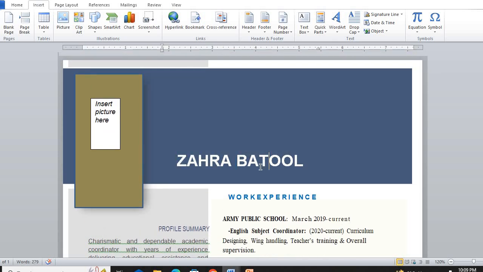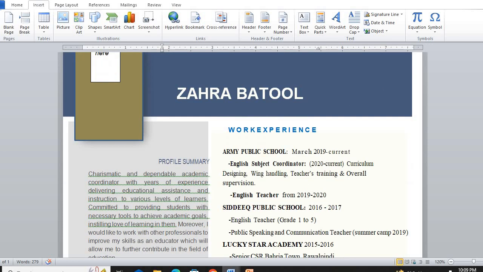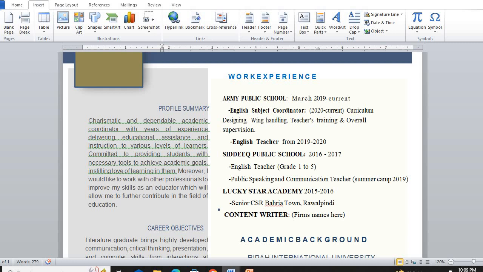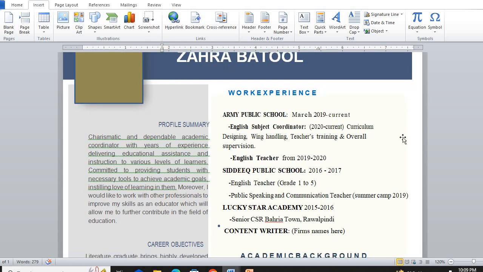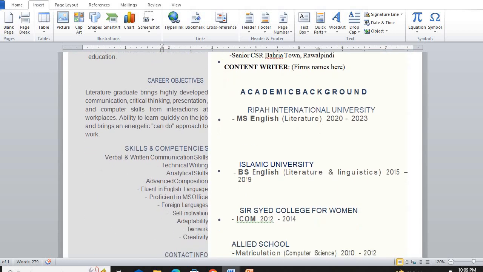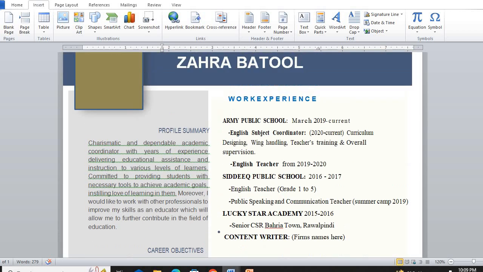So here she'll write her full name and here picture. Picture is again optional. Okay. Then side by side, on just one page, you're having work experience and academic background. And on the left side, you're having profile summary, career objectives, and you're having skills and competencies and contact information. Can you see that?